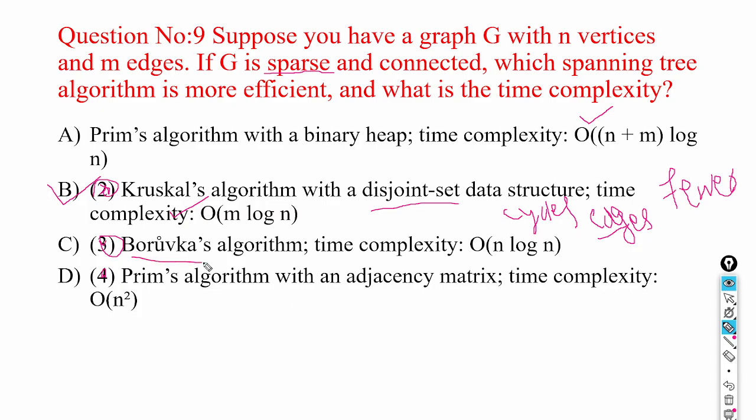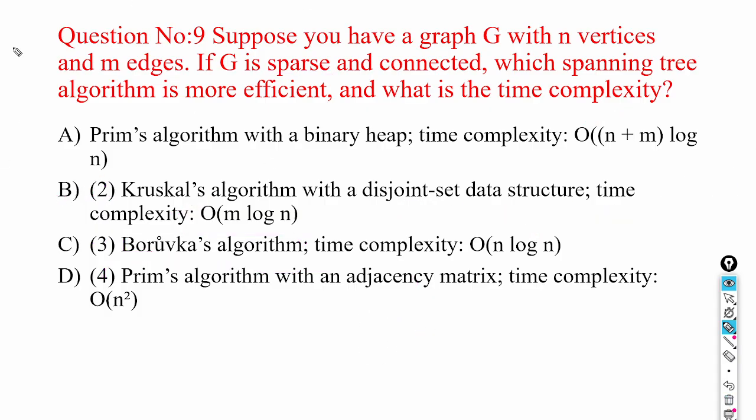It is not a complete algorithm. So Prim's algorithm with an adjacency matrix gives order of n square. There is no n plus m edges here, so only n square is there. So this is also a wrong answer. The correct answer for this is Kruskal's algorithm with a disjoint set data structure. The time complexity is order of m log n.